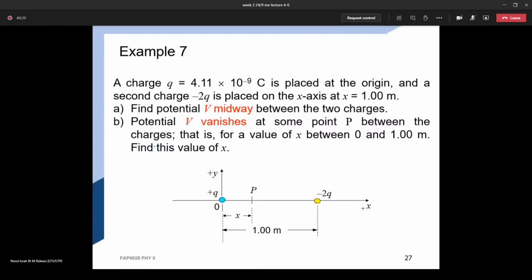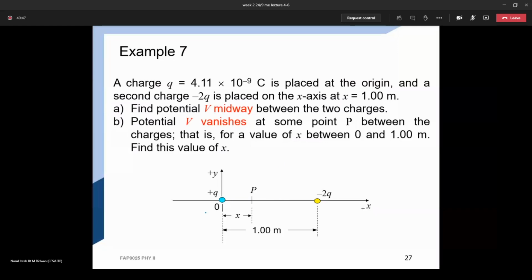And then the question is, the two charges have 1 meter difference in between. And then you need to find the potential in the midway between the two charges. So you need to find the V. So again, if you want to find the V right in the middle, you cannot just assume it to be 0, because in this case, they are not the same.